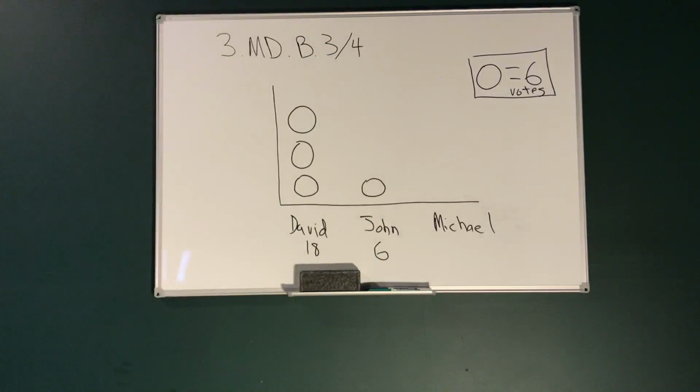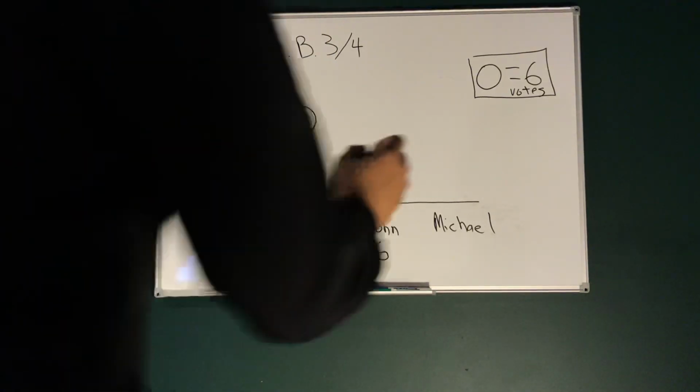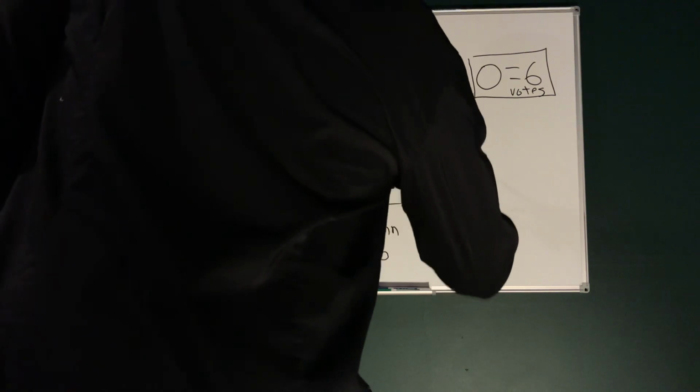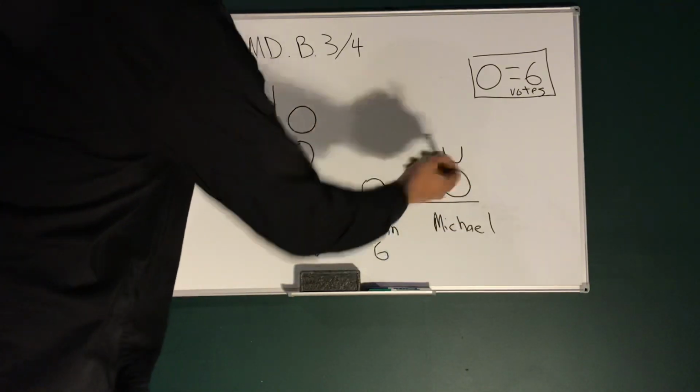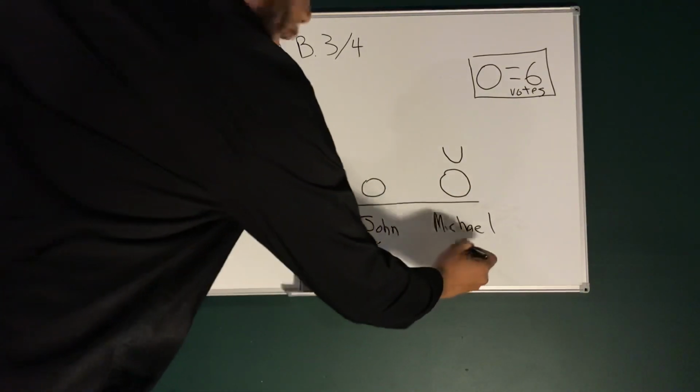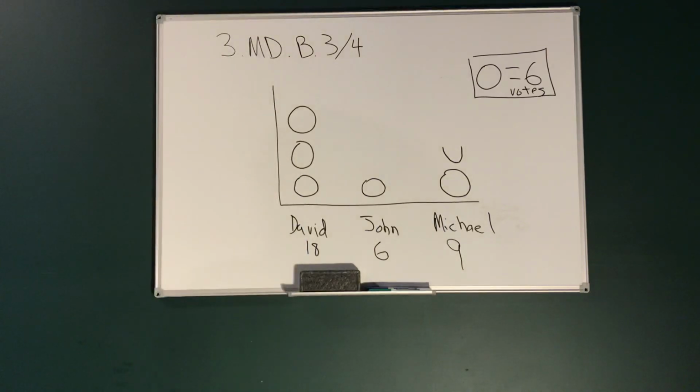Now I'm going to try a tricky one. Let's say Michael has a whole circle, and then Michael has a half circle. How many votes do you think that is for Michael? Well, first I have to ask myself, what would half a circle be? If a full circle equals 6 votes, a half a circle would equal how many? 3, exactly. So Michael has his first circle, which is 6, his second circle, which is 3, so Michael actually has 9 votes.